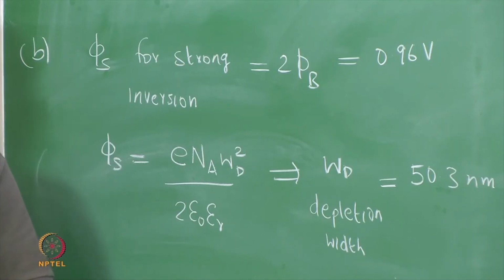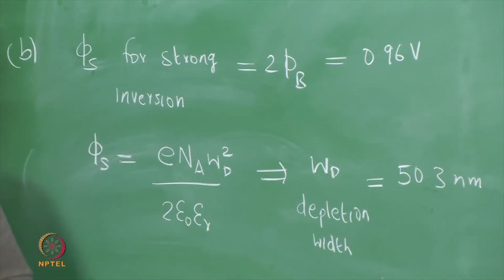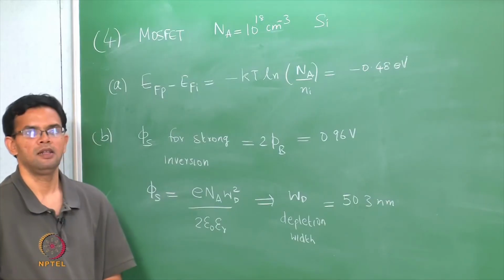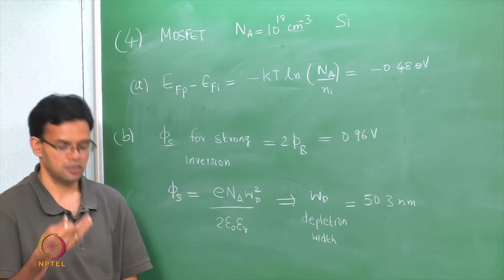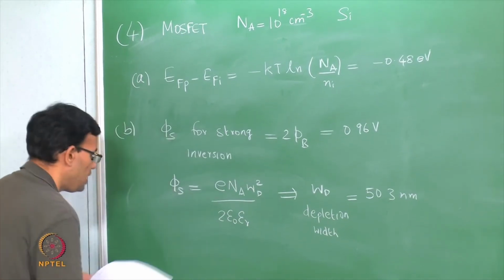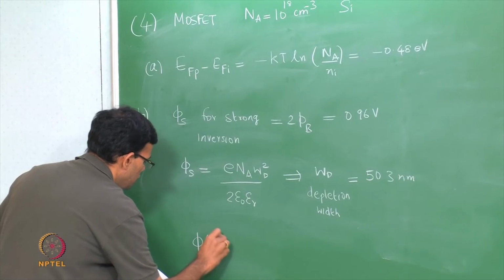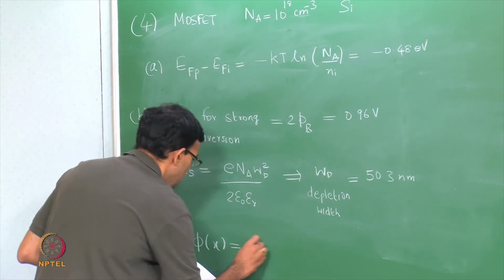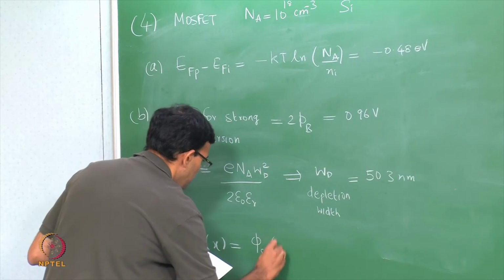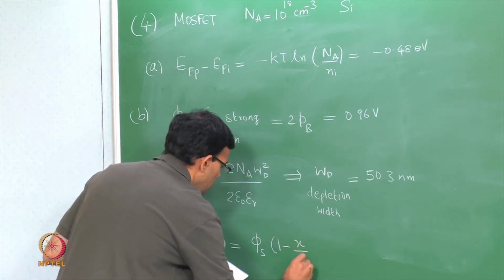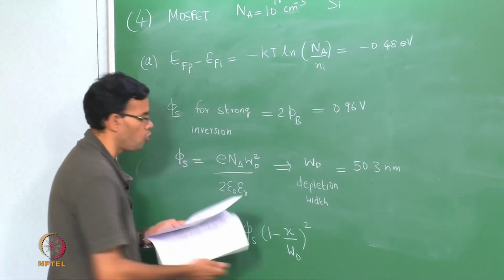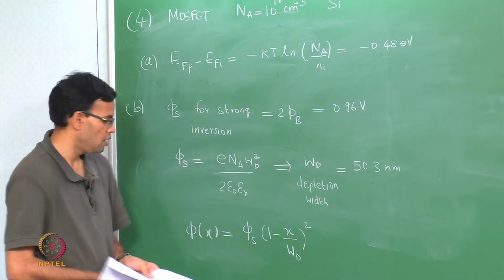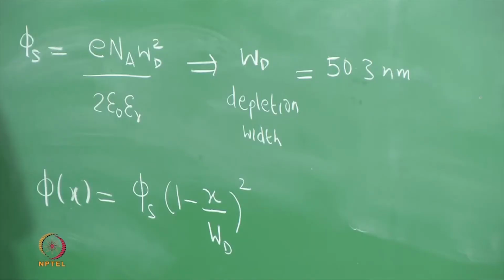So, the next thing you want to calculate is the width of the N channel. To know the width of the N channel, we need to know how the potential varies as we go from the surface to the depth. So, in this particular case, this is given by the expression phi of x is equal to psi s, which is your surface potential, times 1 minus x by W d the whole square. So, W d is the total width of the depletion region, and psi of x is the potential at some depth x from the surface.